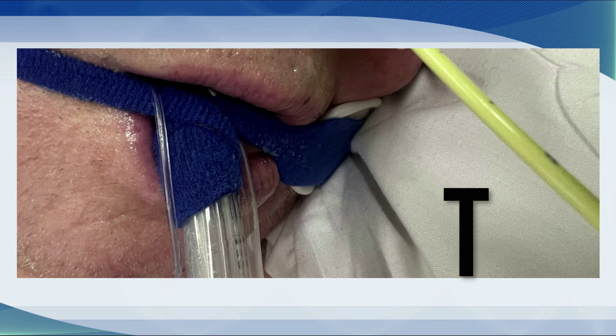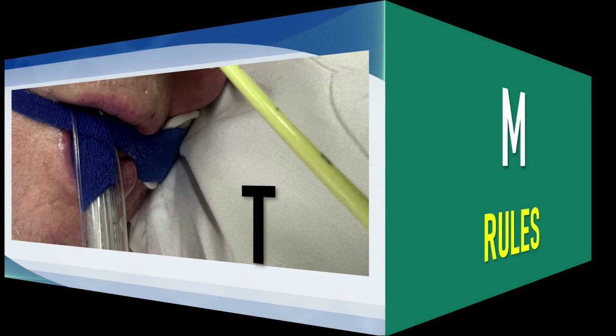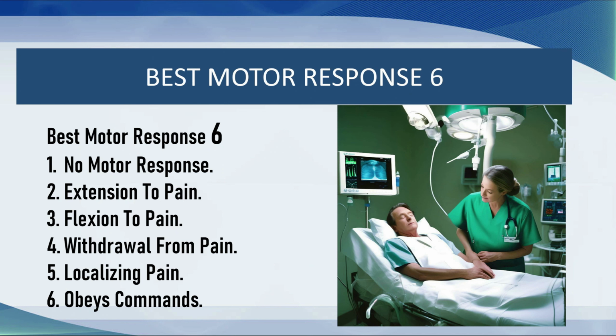The most important part of the GCS system is the motor response. It rules. It is by far the component that those of us who work in the ICU are most interested in hearing about. And the motor response is scored out of 6. 6 is scored by a patient who obeys commands. If they localize pain, they get 5. If they withdraw from pain, they get 4. Flexion to pain is 3. Extension to pain 2. And no motor response, no movement, nothing scores 1.